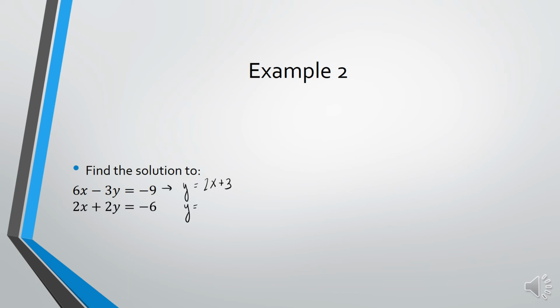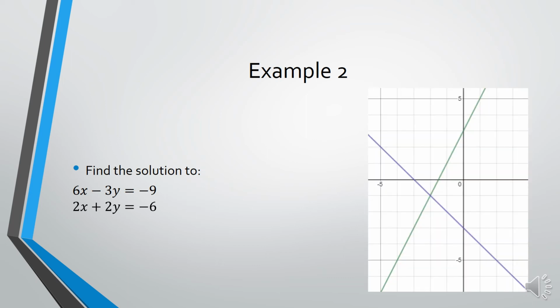For my second one, I'll do the same thing, and I believe I'll get y equals negative x minus 3. From there, you should be able to graph them, which I've done. Here are the two graphs of my equations. You can see that we have an intersection right here, where x is negative 2 and y is negative 1. So my solution to this system of equations is (-2, -1). If you're wondering what I'm using to graph, I'm using Desmos graphing. If you want to look that up, you're definitely allowed to use that.